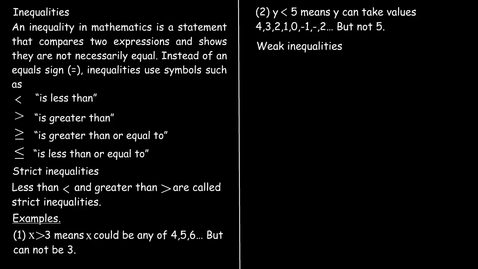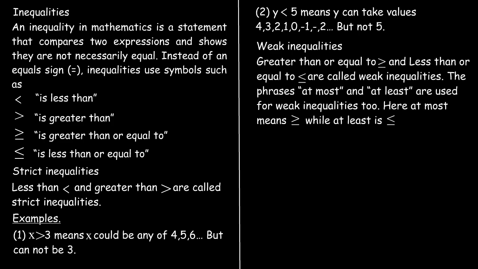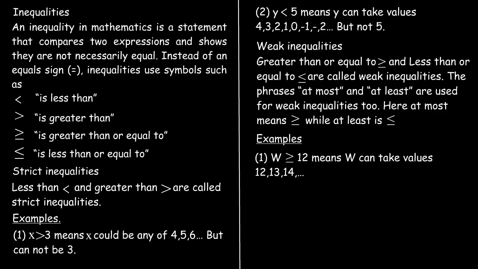Next we have weak inequalities. Greater than or equal to and less than or equal to are called weak inequalities. The phrases at most and at least are used for weak inequalities too. Here at least means greater than or equal, while at most means less than or equal. Example 1, w is greater than or equal to 12 means w can take the values 12, 13, 14, and so on. And 2, s less than or equal to 12 means s can take the values 12, 11, 10, and so on.